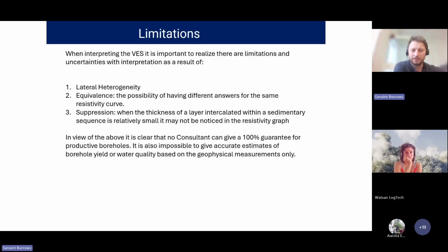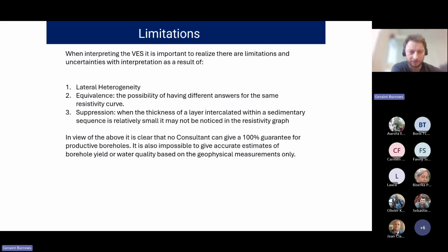So there are some important limitations and uncertainties that it's useful to be aware of when looking at 1D resistivity data and vertical electrical sounding specifically. Because of these things, it's impossible for anybody to give a 100% guarantee of a productive borehole based on geophysics. It's just a way of improving odds. So I'll run through each of these in turn just to give you an idea about why everything is uncertain.